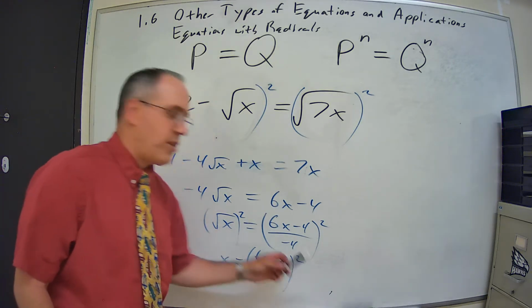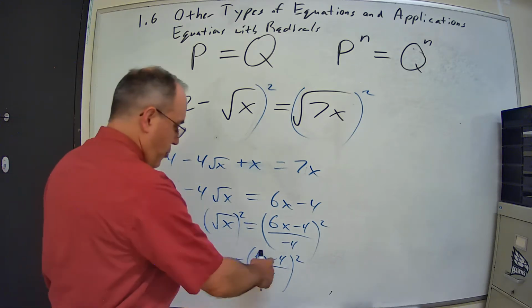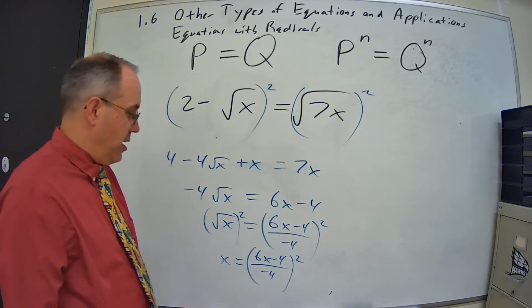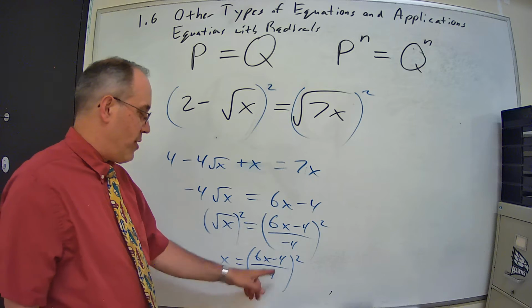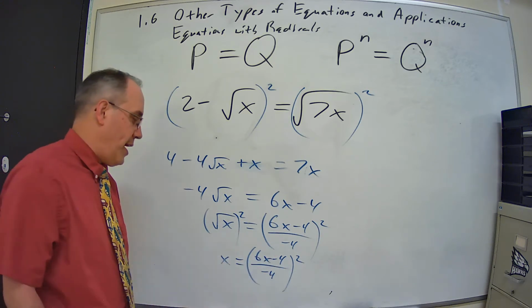I'm going to switch to a different color. I don't like how the blue is acting here. So we've got this, but we're still trying to get x by itself, but at least now we've got rid of the radicals. So what do we need to do? We're going to need to square this out and then solve for x.